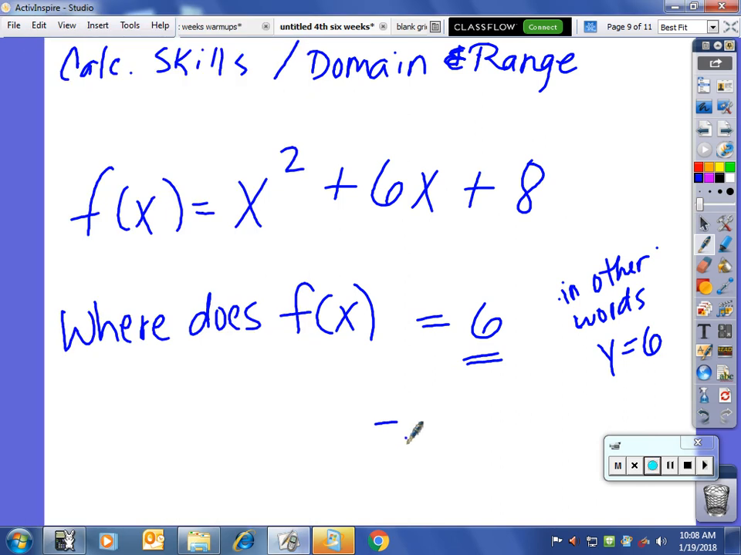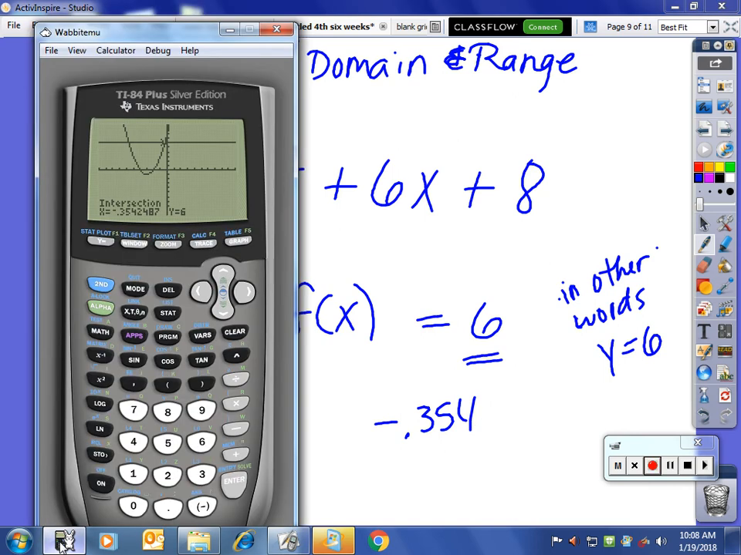Negative 0.354. That's one of them. This is going to equal 6 in 2 different places. I can see it from the picture. The other one's way over here. How do I get there?